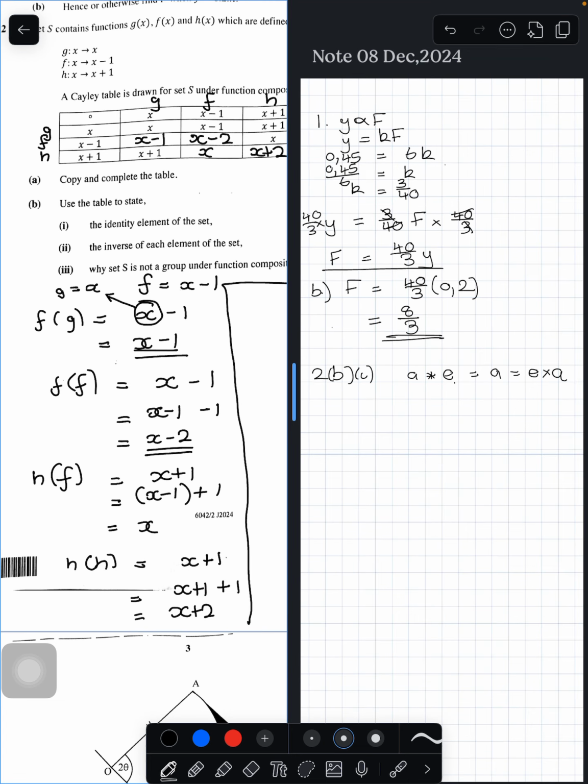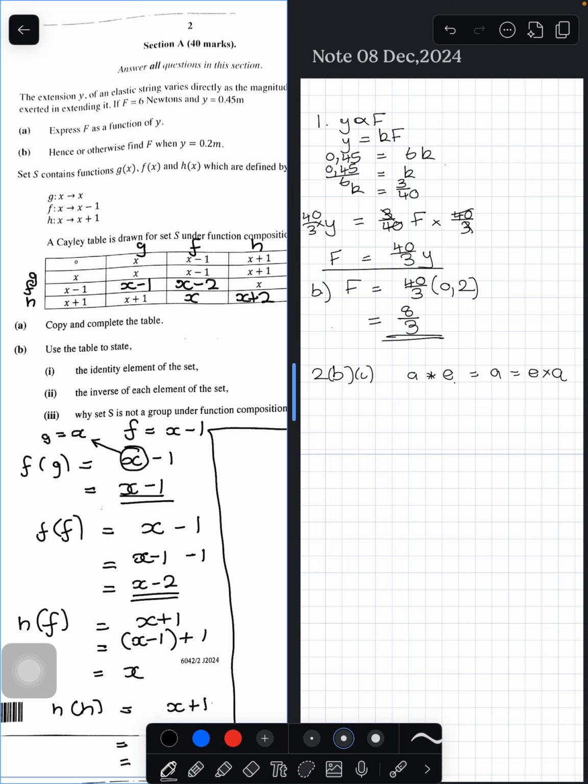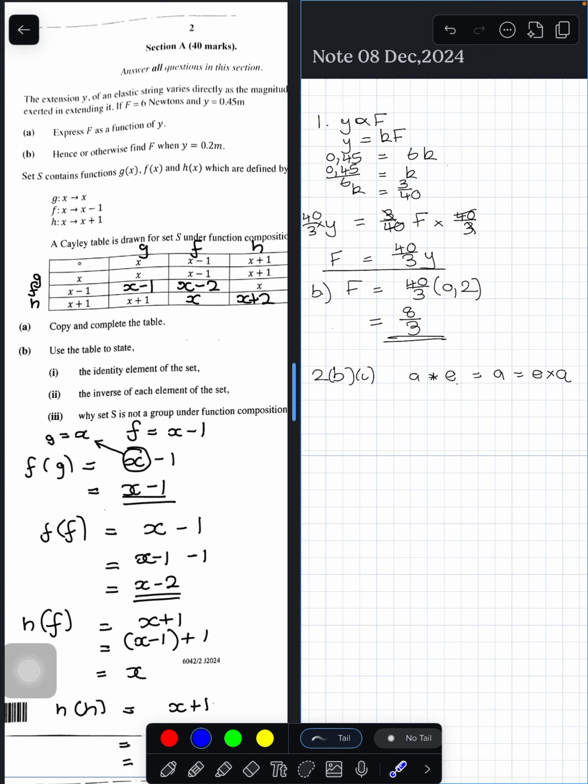So coming back to our question, if you go to the table, let's check the value whereby if it multiplies any element, you get that very element. So if you check, x and x gives us an x, x and x minus 1 is giving us an x minus 1, then x and x plus 1 is giving us an x plus 1. So our identity element in this case is x. So therefore, in this case, E is equal to x.